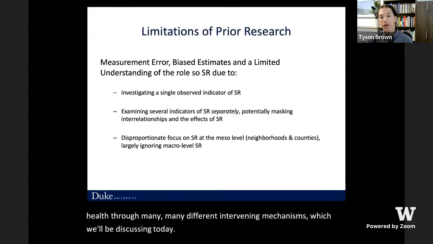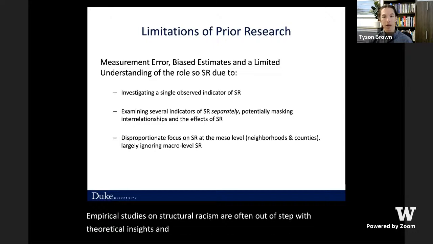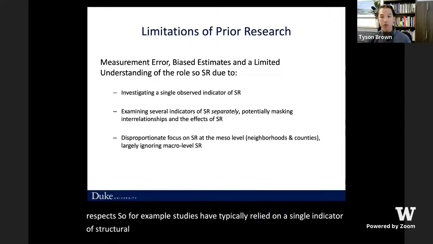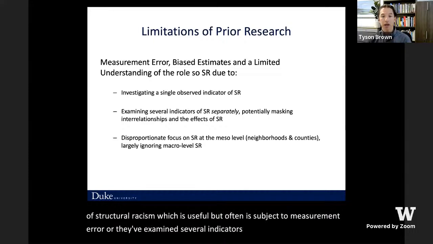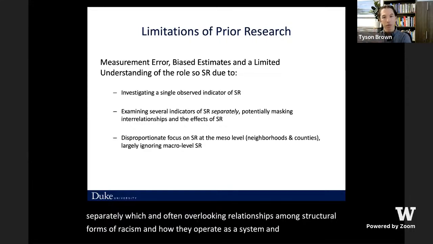Empirical studies on structural racism are often out of step with theoretical insights, and they have tended to be limited in a number of respects. For example, studies have typically relied on a single indicator of structural racism, which is useful but often subject to measurement error. Or they've examined several indicators but looked at them separately, often overlooking relationships among structural forms of racism and how they operate as a system and jointly shape health, as theory would suggest.